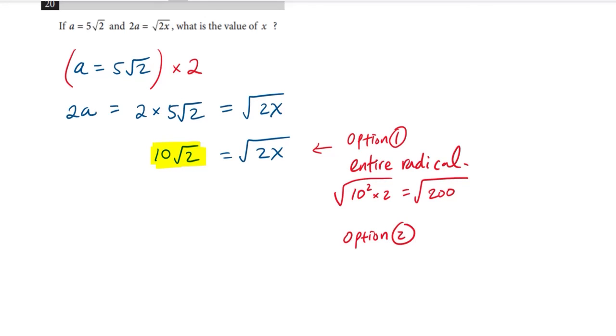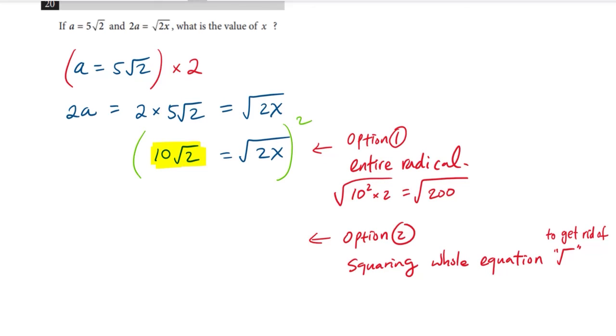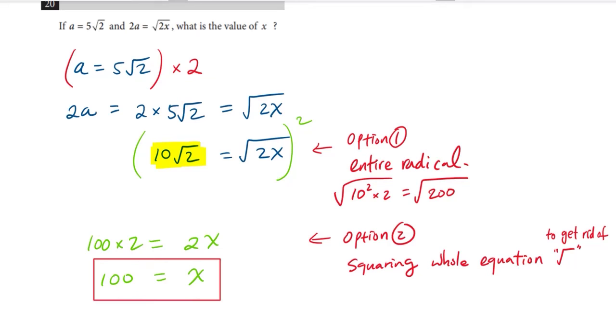take the square of the whole equation to get rid of the radical sign. Okay, so option 2 is taking the square. So take the square of the whole equation. That means 100 times 2 is 2x. X is 100, which gives you the same answer. Okay, so that's it. That is for the no calculation section.